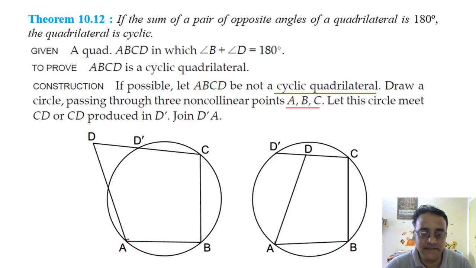Yes, sir. Now, after that, you have to join D dash A. So, एक एक करके join कर रहे हैं. पहले इधर join कर लिए. So, our construction is over. If construction is clear to all of you, we will proceed to the proof section. Okay, sir.